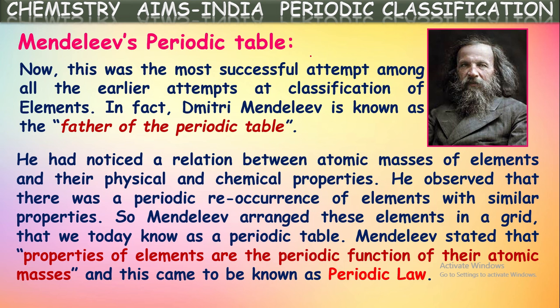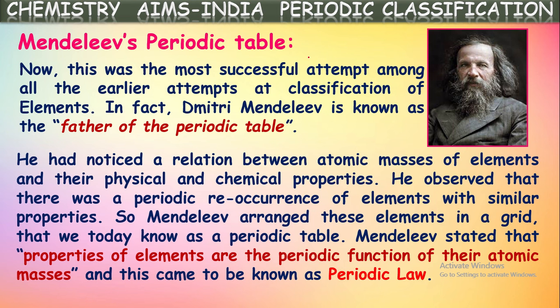Those elements which have similar properties are arranged in one column. He classified the elements on one law, which he stated as: properties of the elements are periodic functions of their atomic masses. This is called Mendeleev's periodic law. It means that when elements are written in increasing order of their atomic masses, properties of elements are repeated between them. Based upon this law, he arranged the periodic table.